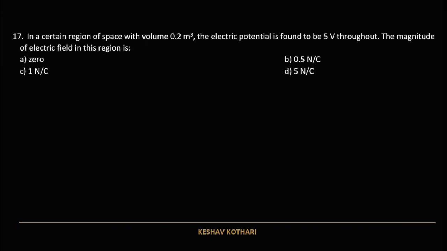In problem number 17, it is asked: in a certain region of space with volume 0.2 meter cube, the electric potential is found to be 5 volt throughout. The magnitude of electric field in this region is. So this line itself is suggesting that it is an example of an equipotential surface. And if it is an example of equipotential surface, then the magnitude of electric field must be 0. So for problem number 17, option A is correct. That is, the electric field strength in this region is equal to 0. Let us move to the next problem.